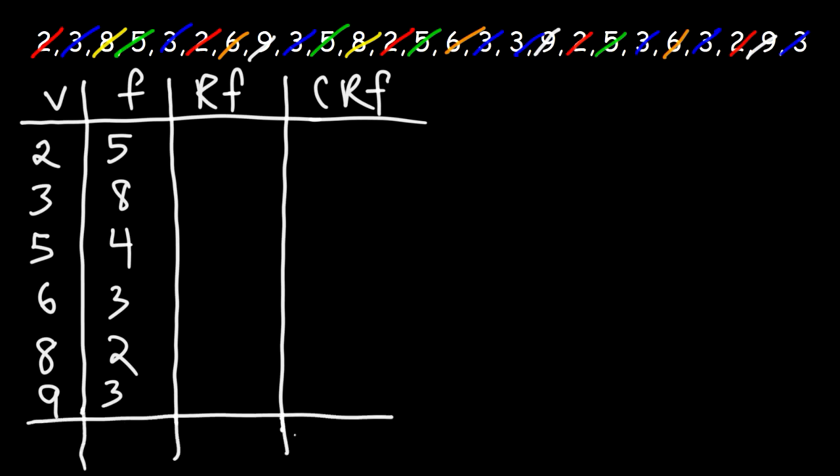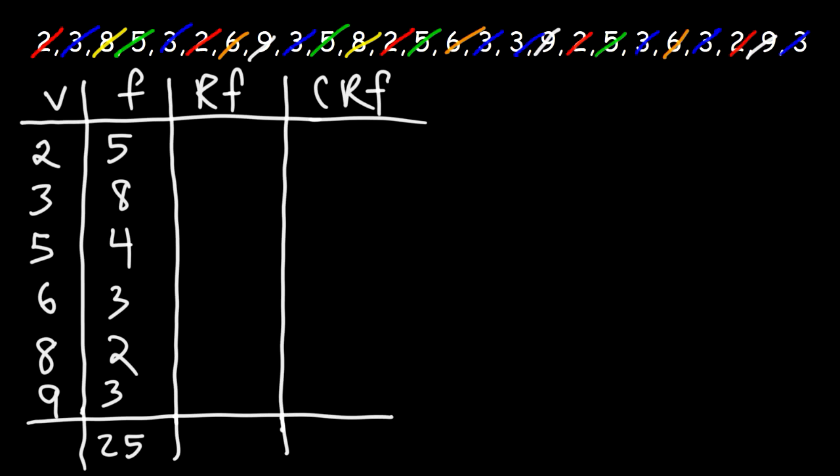Now the next thing we need to do is basically take the sum of the frequency column. 5 plus 8 is 13, plus 4, that's 17, plus 3, that's 20, plus 2, that's 22, plus 3, so that gives us a total of 25.